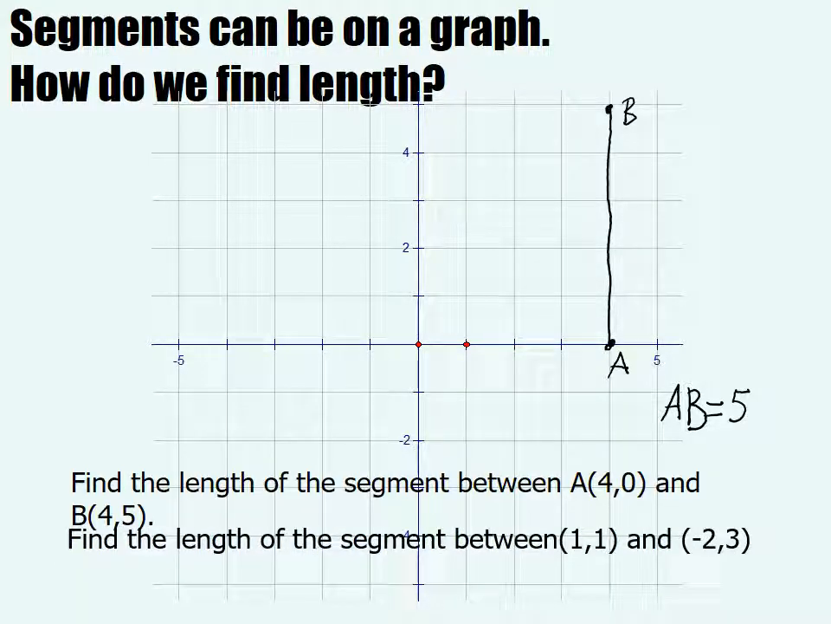Let's consider the following example. Let's find the distance between the points (1, 1), which we'll call point C, and point D, (-2, 3). That's point D there. This time, the distance between these 2 points looks a little bit different because we're no longer on one of our lines on the graph. We're going to have to find the distance between those 2 points a little differently.